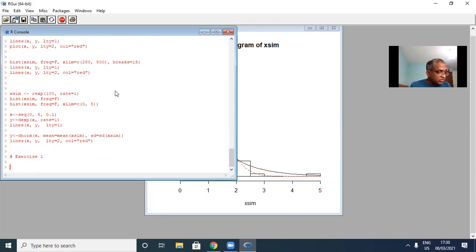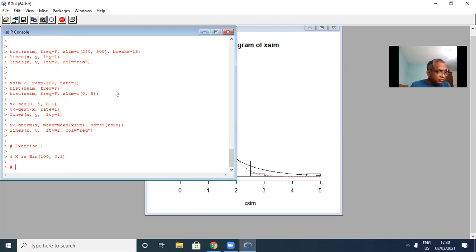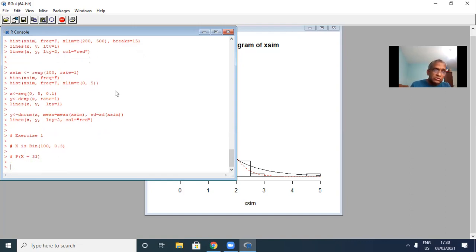Exercise 1 has 2 parts. The first part is: you're assuming that X is a binomial distribution with parameters 100 and 0.3, and we want to find the probability that X equals 33. Now to find this, all you have to do is very simple. What you do is dbinom at 33, where the size parameter is 100 and the probability parameter is 0.3.